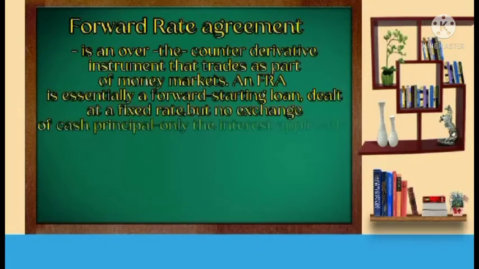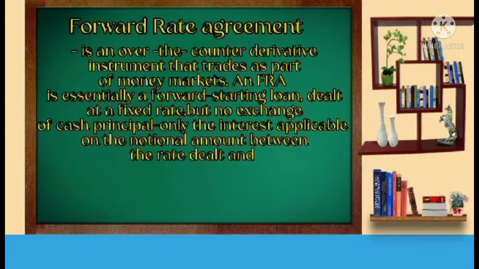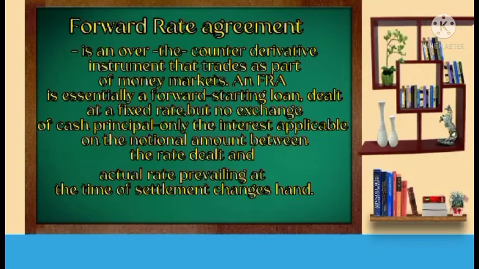A forward rate agreement is an over-the-counter derivative instrument that trades as part of money markets. An FRA is essentially a forward starting loan dealt at a fixed rate but with no exchange of cash principal. Only the interest applicable on the notional amount, between the rate dealt and the actual rate prevailing at the time of settlement, changes hands. An FRA is an over-the-counter agreement, which means it is traded directly between the counterparties, or privately negotiated between the two parties.